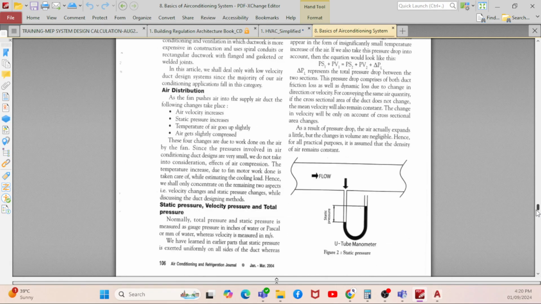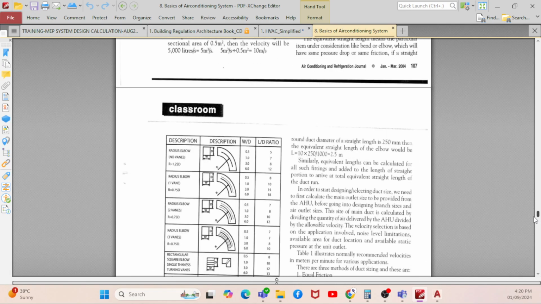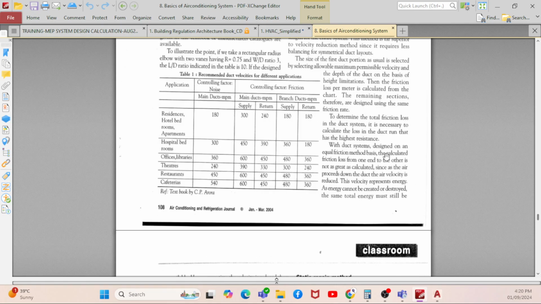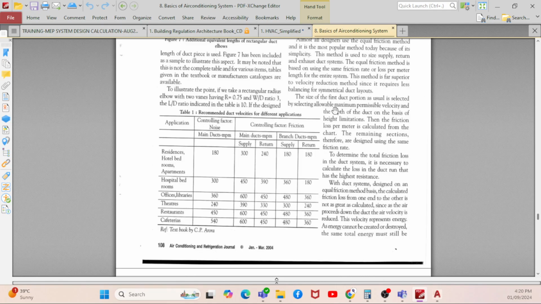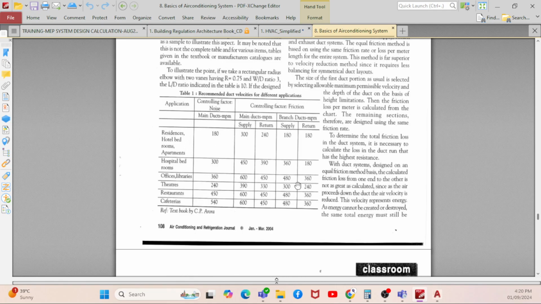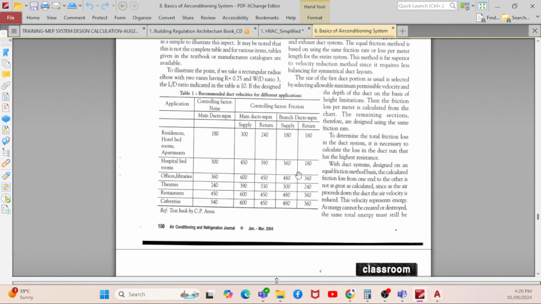So this particular basics of guidelines, whenever you have time, if you try to read this information, you will be able to understand. See, there are different methods to calculate your duct sizing. There is the equal friction method, velocity reduction method, and static regain method. The most familiar will be the equal friction method because the fan performance will be better, right? And the velocity you have to maintain, the recommended duct velocities in different areas.